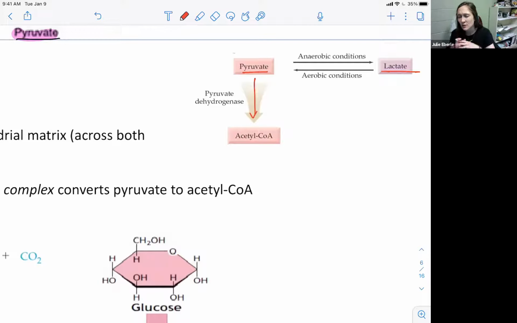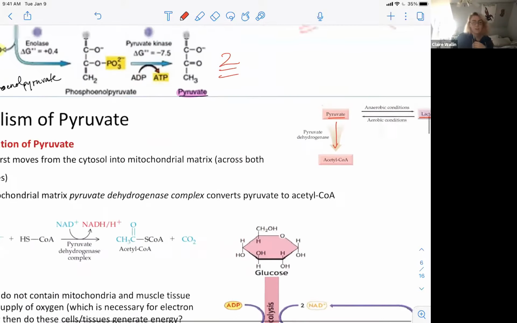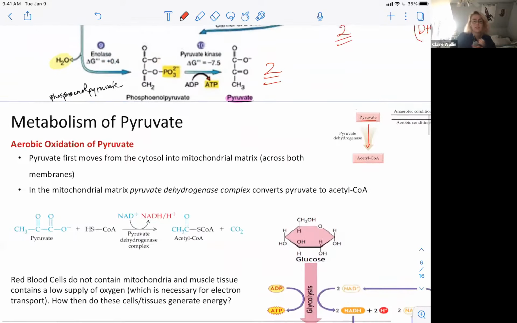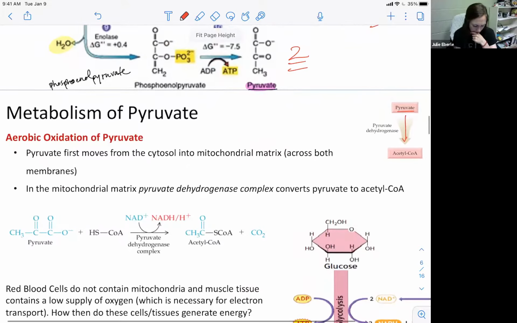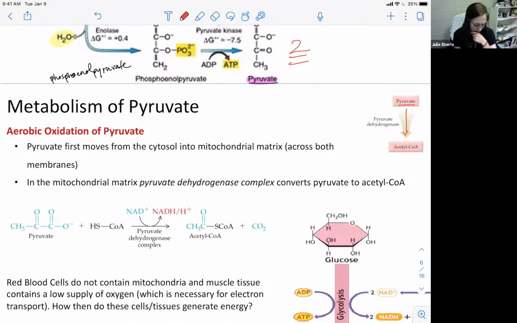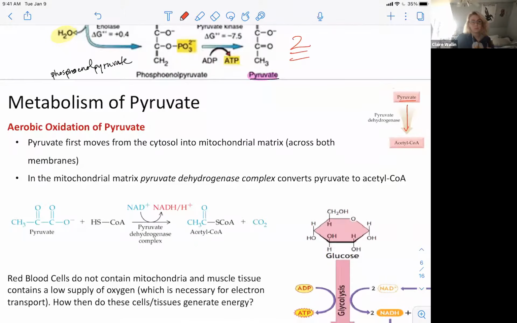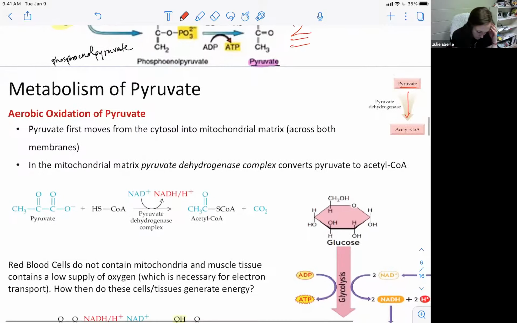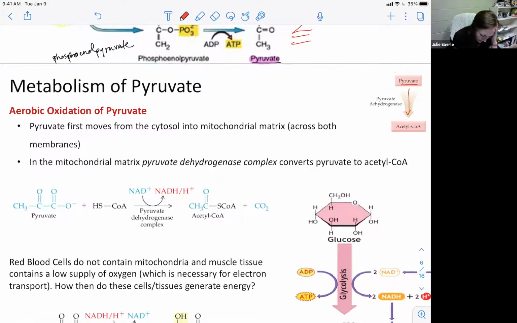You guys know the difference between anaerobic and aerobic? What's the difference? One requires oxygen and the other one doesn't. That's right. Anaerobic doesn't require oxygen. Aerobic sounds like air to me, so I think, okay, we've got oxygen in aerobic systems. Anaerobic, no oxygen, okay?